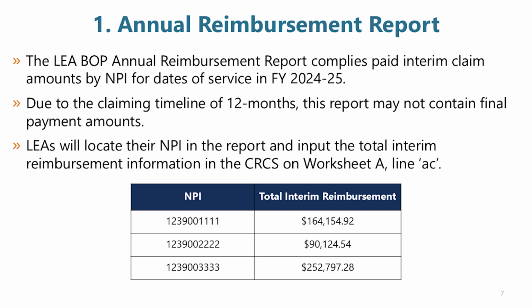LEAs can locate their NPI on this report and input the amount listed on Worksheet A, line AC. Note that this report is not considered final until summer 2026 due to the 1-year claiming timeline. If your LEA receives additional payments after the report date, DHCS will capture the total amount paid for your NPI during the audit process.